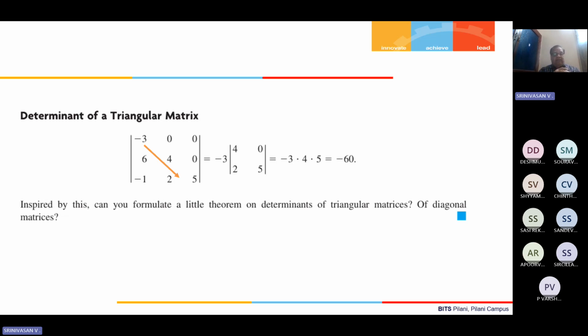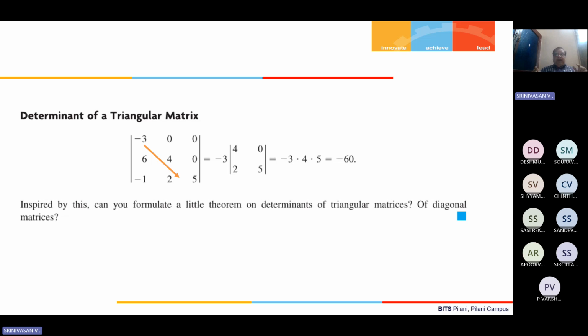Can anyone say? Having studied the types of matrices in the very first session, what type of matrix is it for which you have the determinant now? Only for a square matrix do we say triangular matrix. Of course, that's why we say here determinant of a triangular matrix. Let A equal to matrix minus 3, 0, 0, 6, 4, 0, minus 1, 2, 5. So what is the determinant of this triangular matrix?